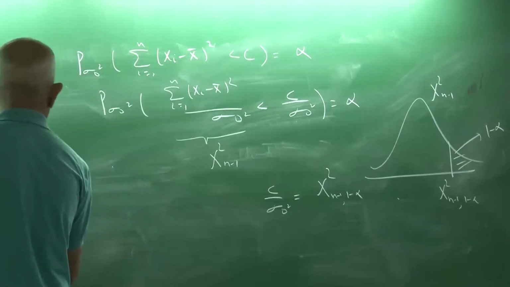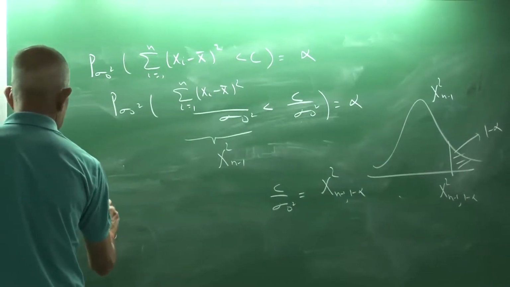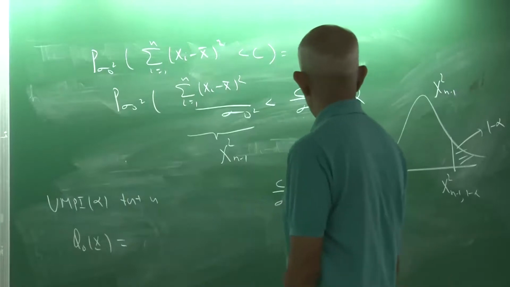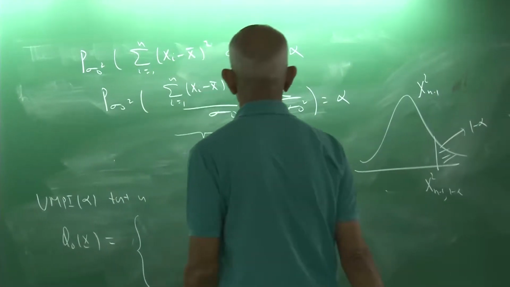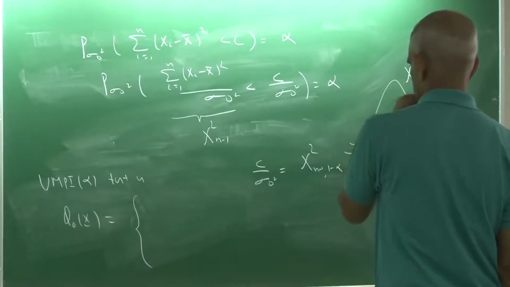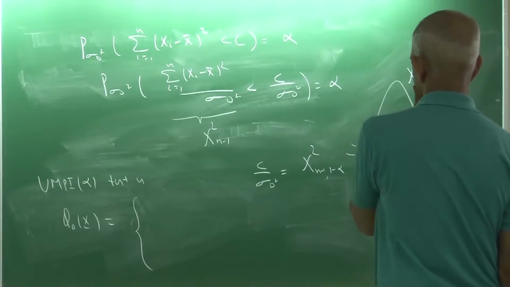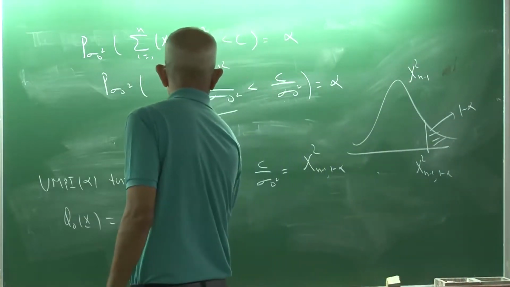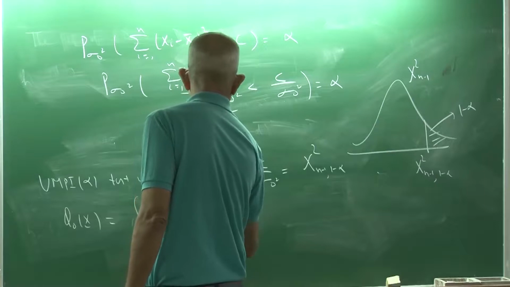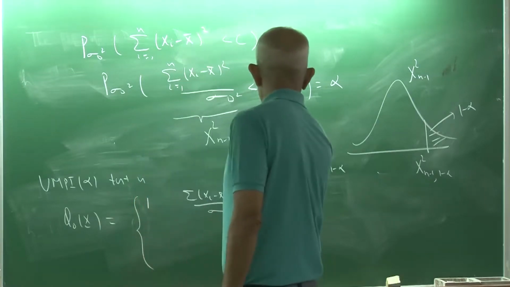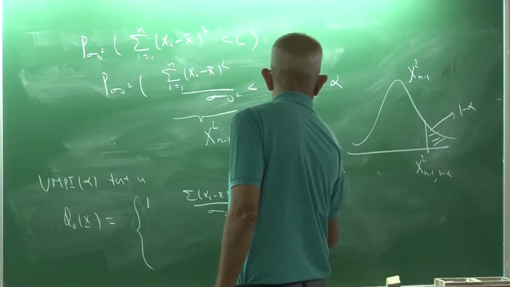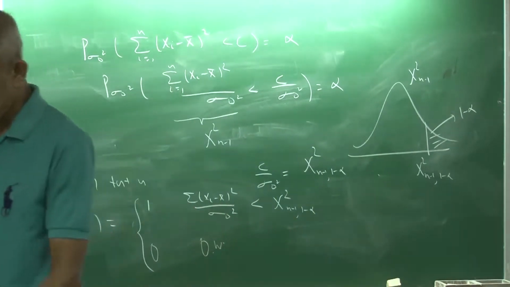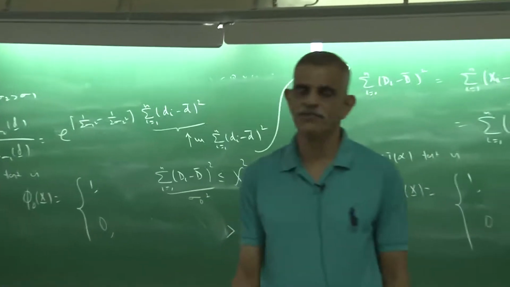So UMPI alpha test is phi naught x, where c is the same as sigma naught square times chi square n minus 1, 1 minus alpha. So that means 1 if summation xi minus x bar whole square by sigma naught square is less than chi square n minus 1, 1 minus alpha, 0 otherwise. So we could get the UMPI alpha test through the first principle.